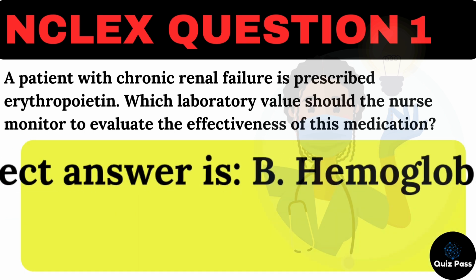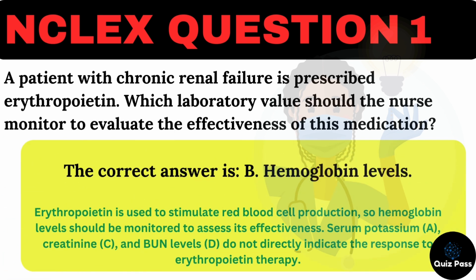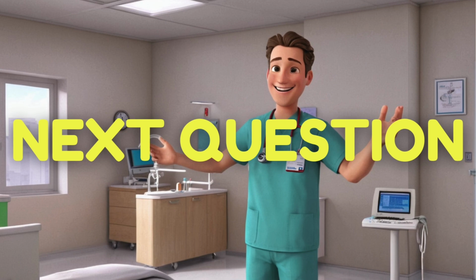The correct answer is B. Hemoglobin levels. Erythropoietin is used to stimulate red blood cell production, so hemoglobin levels should be monitored to assess its effectiveness. Serum potassium, A, creatinine, C, and BUN levels, D, do not directly indicate the response to erythropoietin therapy.